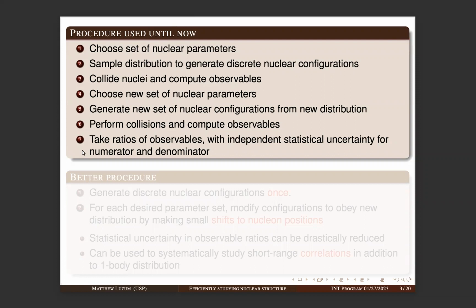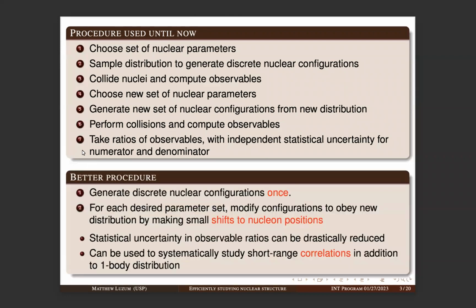And then if you want to see what happens when you change nuclear parameters, you start from scratch. You choose a new set of parameters, then you generate an entirely new set of nuclear configurations from scratch and do more collisions. If you want to know the dependence on these parameters, you maybe take ratios of observables, but the statistical uncertainty in the numerator and denominator are completely independent. So if you want to detect some small change in a parameter, you're going to need lots and lots of statistics.